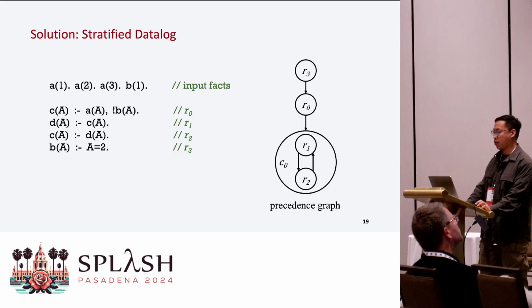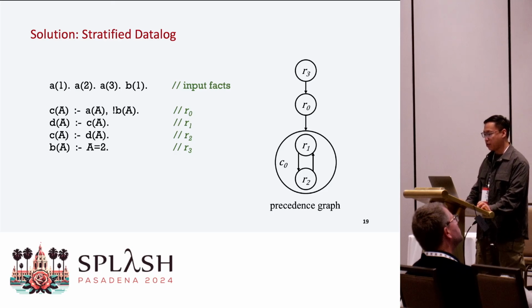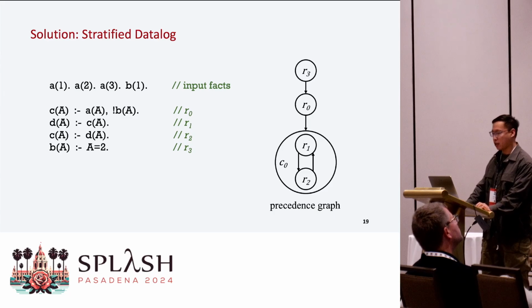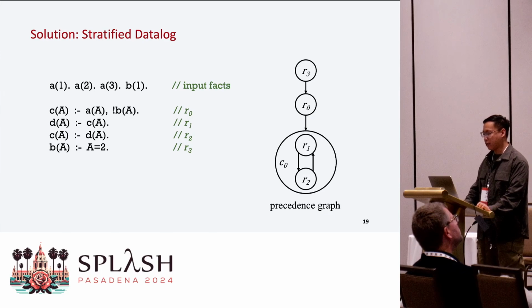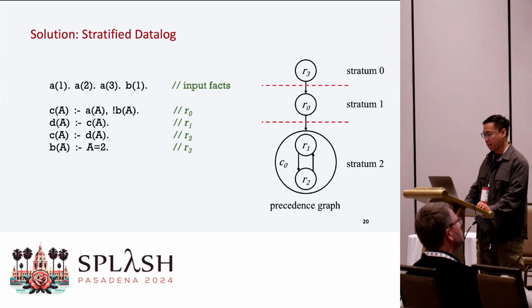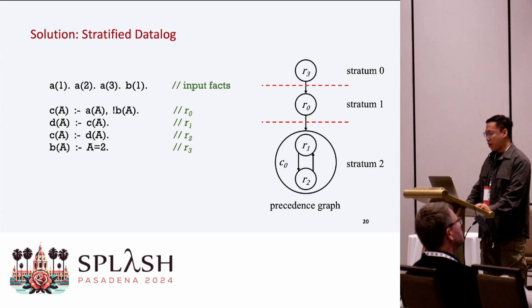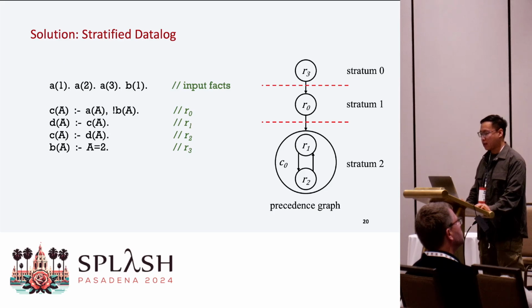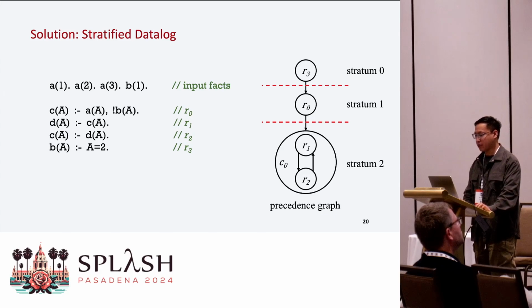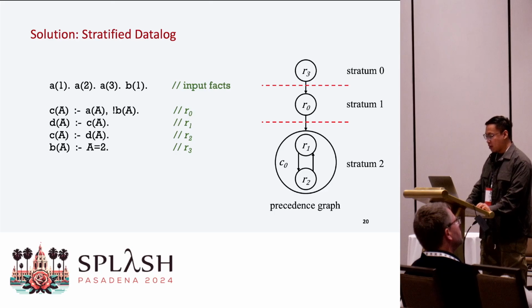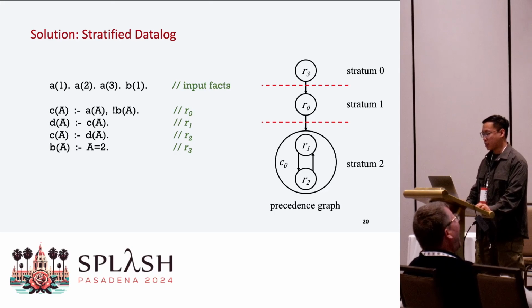To determine the correct evaluation order for each rule, we use a well-studied solution from Datalog engines, stratified Datalog, which is designed to handle negation in Datalog engines. Stratified Datalog first divides the precedence graph into different strata, where rules in a lower stratum depend on rules in a higher stratum. Rules that form recursion are placed within the same stratum. Then we execute the rules sequentially from the top stratum to the bottom.